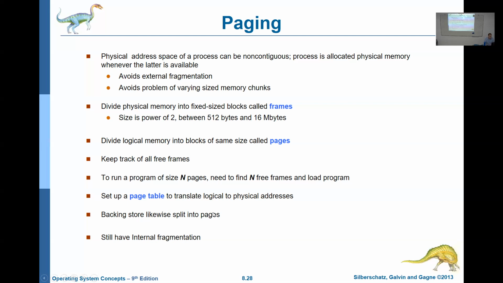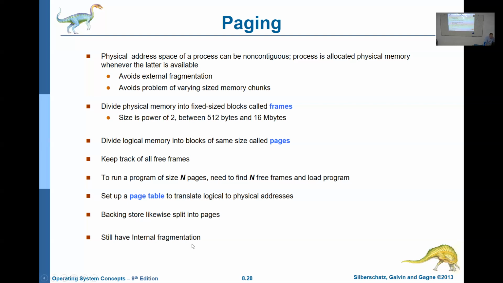Backing store likewise split into pages. We can also chop up the disk into pages. And then we're going to have what I would call virtual memory, where some of the memory could actually be on disk, and we can bring it in when we need it.